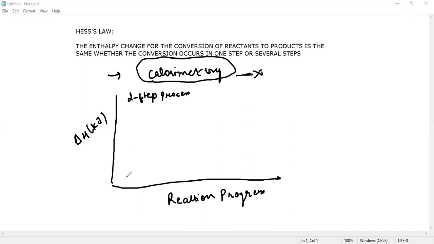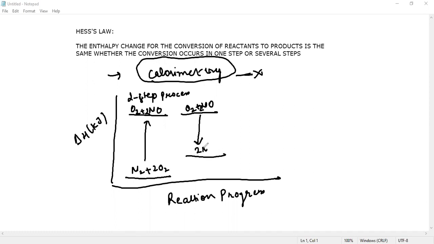For nitrogen dioxide, you have these reactants here, N2 plus O2, and if you give energy to the system, it converts first to the product O2 plus NO. Just for balancing purposes, I'm putting 2 here and 2 here. So N2 plus 2O2 is your first step. Then in the second step, 2NO will become 2NO2, your final product.